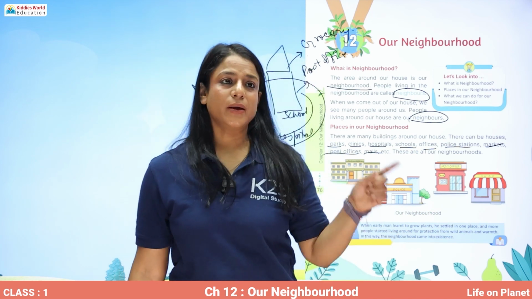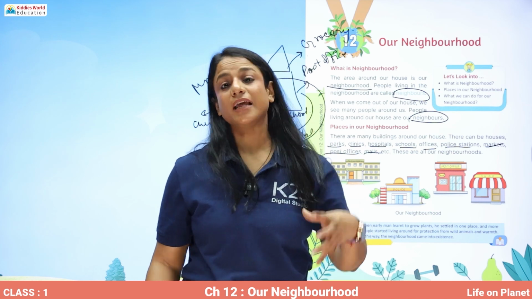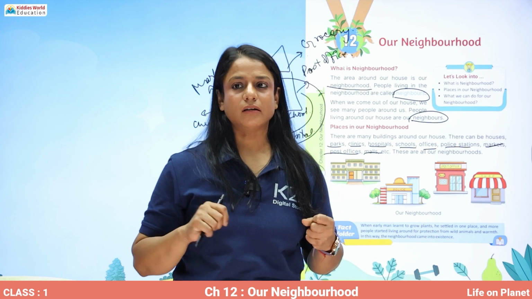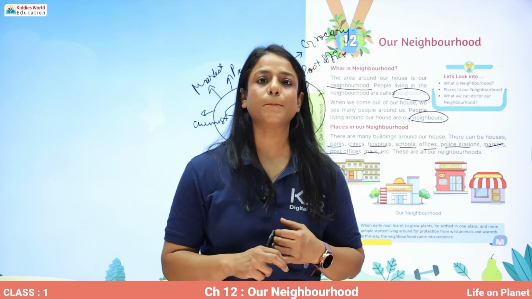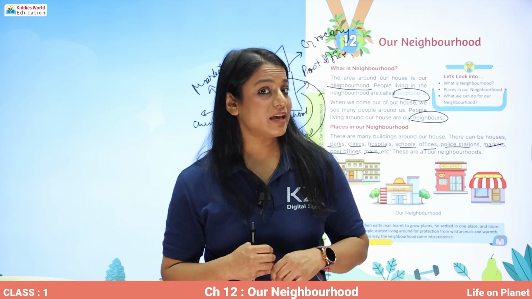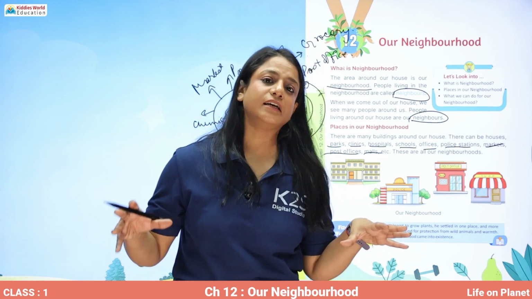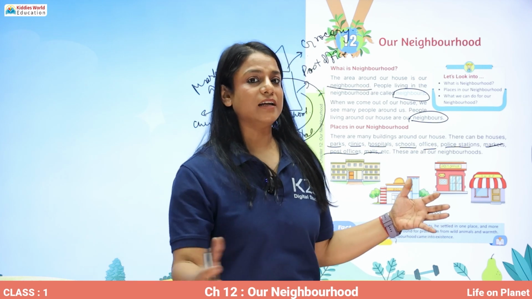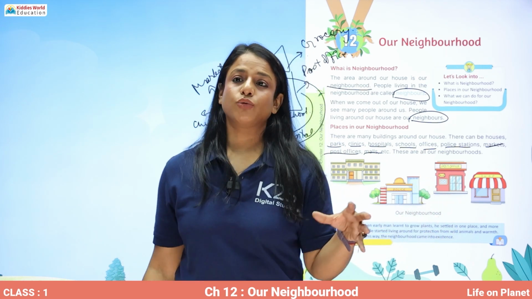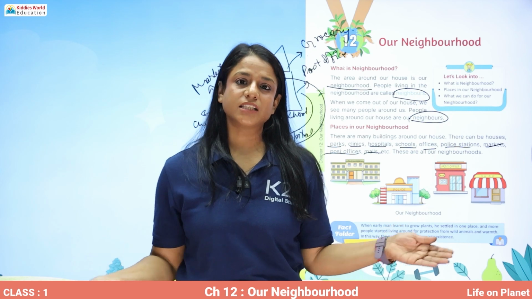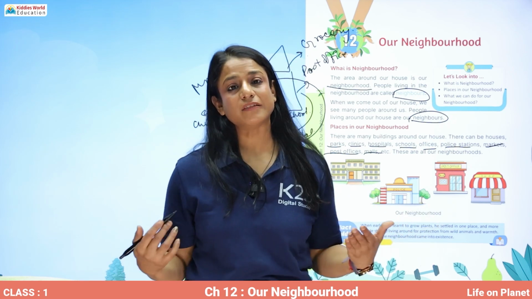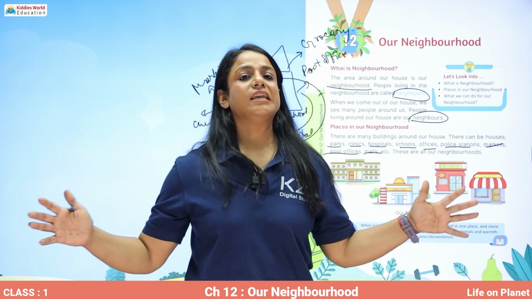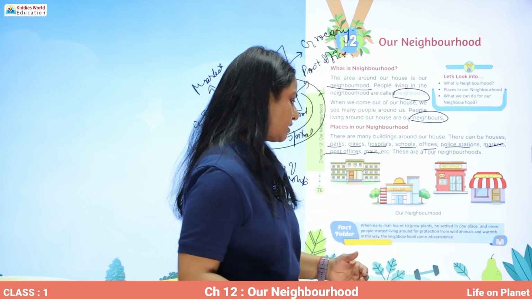So, do you know how a neighborhood came into existence? When early men were there, they grew some plants, and to take care of those plants, they started living there. And then more and more people started living along with them so that they could protect the plants from the wild animals and love each other and be affectionate with each other. And this is how neighborhood came into existence.